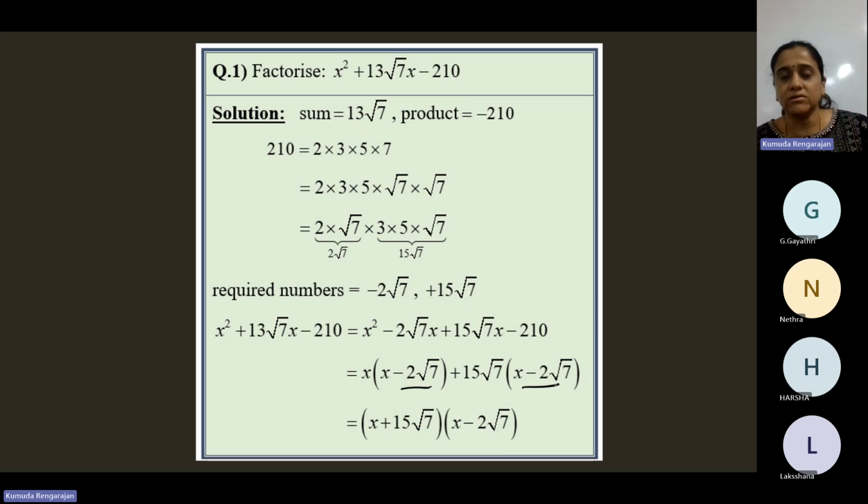So this bracket, you write it once here. It can be in the first place or the second place. And then these two terms you gather and write in another bracket. So these are the two factors of the given expression.